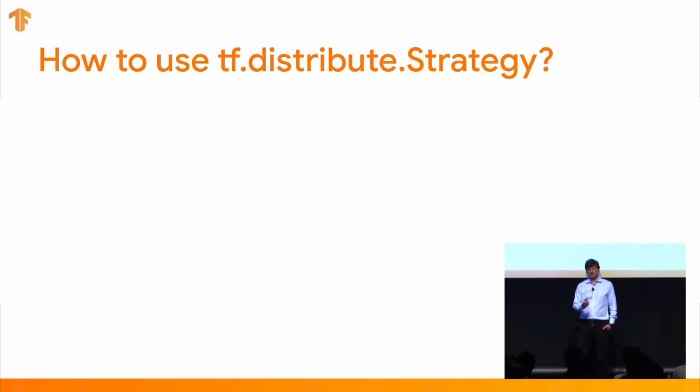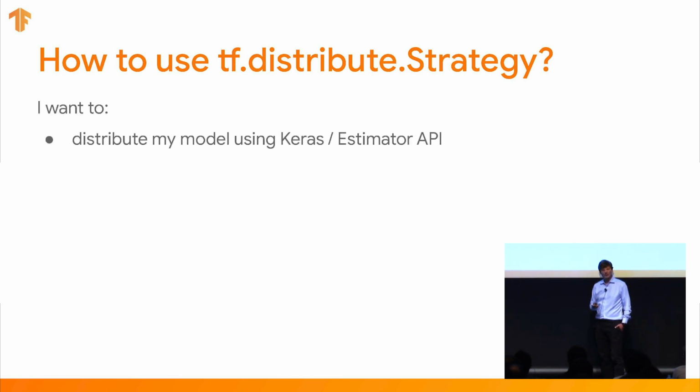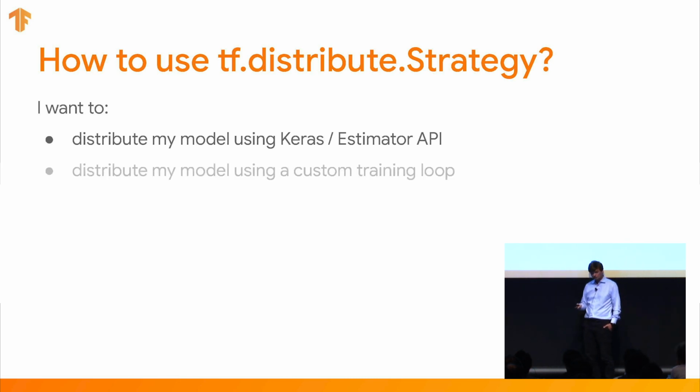The use cases for the distribution strategy API can be roughly categorized as follows, ranging from the simplest to perhaps the most advanced. So the simplest one is you have a model that uses either the Keras or Estimator API, and you would like to distribute it. And this is what we're going to cover in this talk. The second one is you have a model that uses lower-level TensorFlow APIs to create a custom training loop, and you would like to distribute it. And we're also going to cover that in this talk.